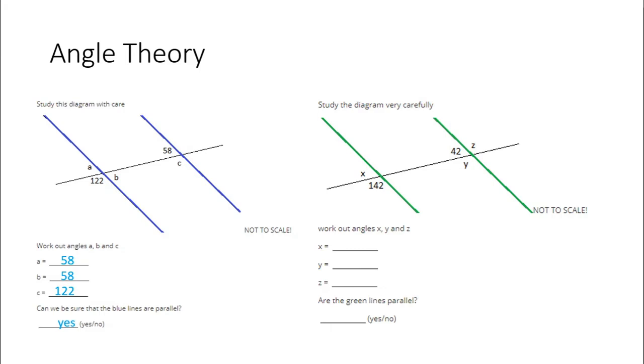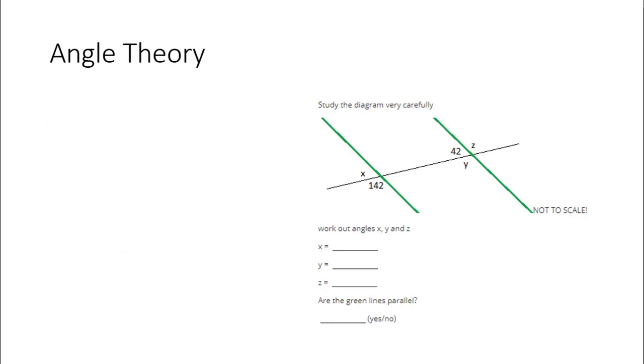Now this example looks very similar to the previous one, but it is not the same. Study the diagram carefully. It's not to scale, and I didn't mention that they are parallel lines. They may look parallel, but I never said it, and there might be some values there that prove that it is or is not. So let's have a close look at this. Again, we're not making any assumptions that they are parallel. The only thing that we can assume is that this is 3 lines, one line that crosses through the other 2.